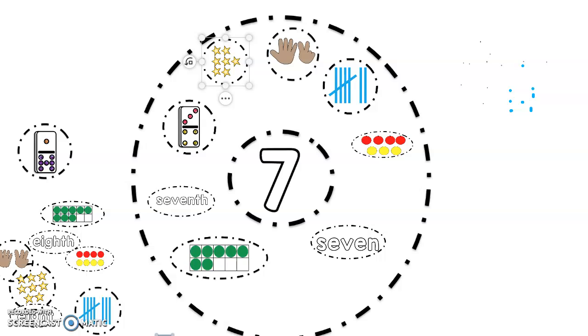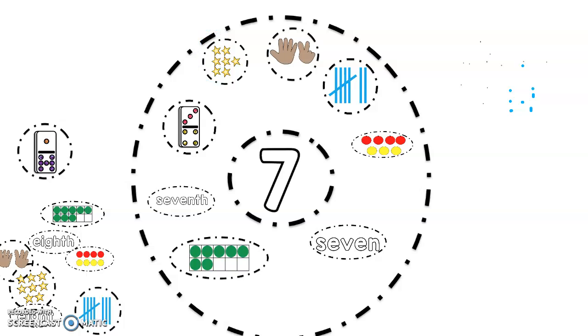You could look at it as 6 on the left, 1 on the right. You could see it that way. You can also see it as 5 on the top, 2 on the bottom. You could also see it as 3 on the left and 4 on the right. So there's lots of ways to see that one, but they all make 7.